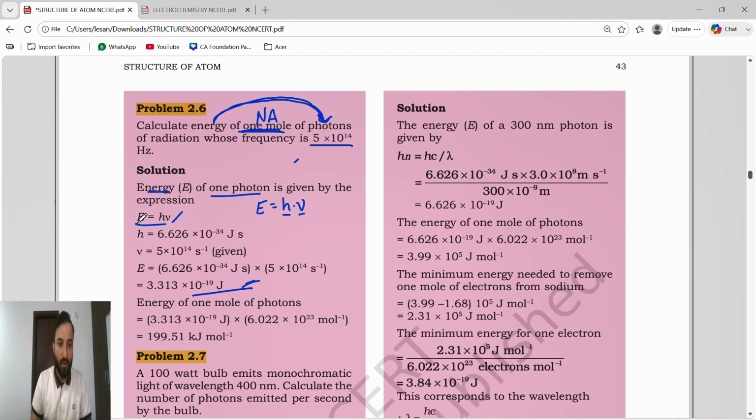So if they ask you to calculate the energy of 1 mole of photon, what will you do, guys? First we will find the energy of 1 photon. Energy of 1 photon into 1 mole means what? I have written the Avogadro number. We will multiply with this 6.022 into 10 to the power of 23. So the energy of 1 mole of photon: the formula is the energy of one photon into the Avogadro number. That's it. We'll get the energy of 1 mole of photon.